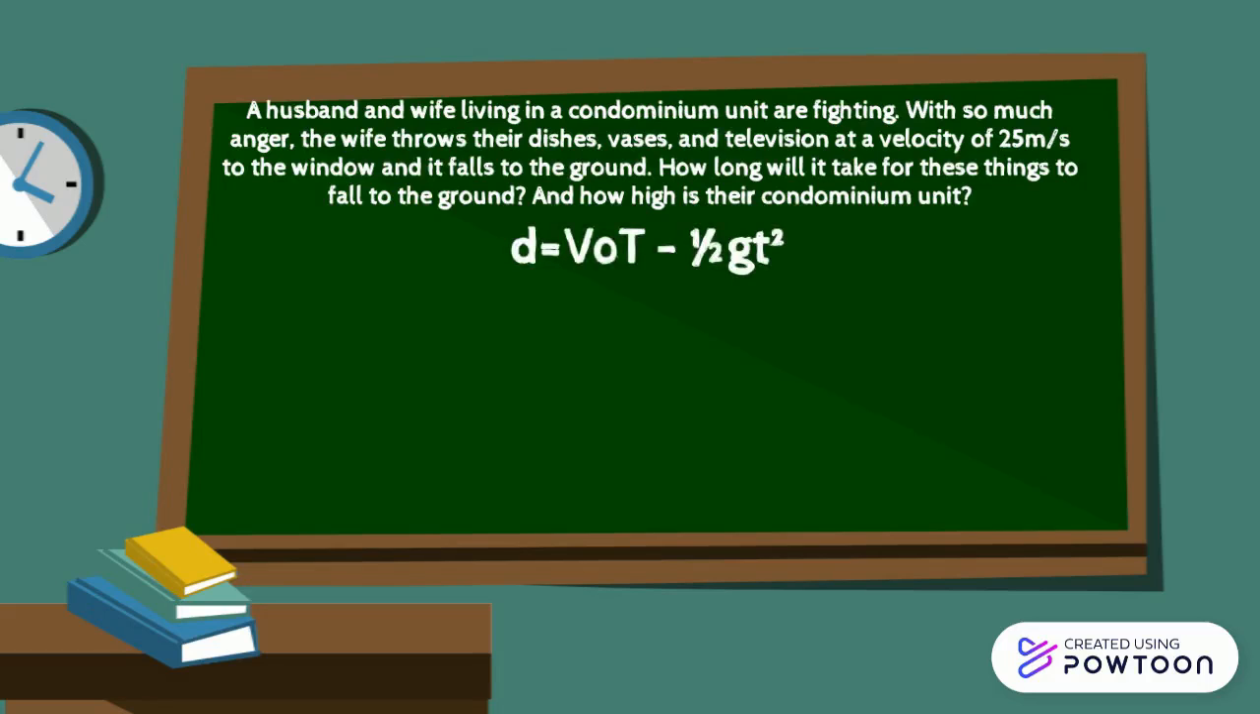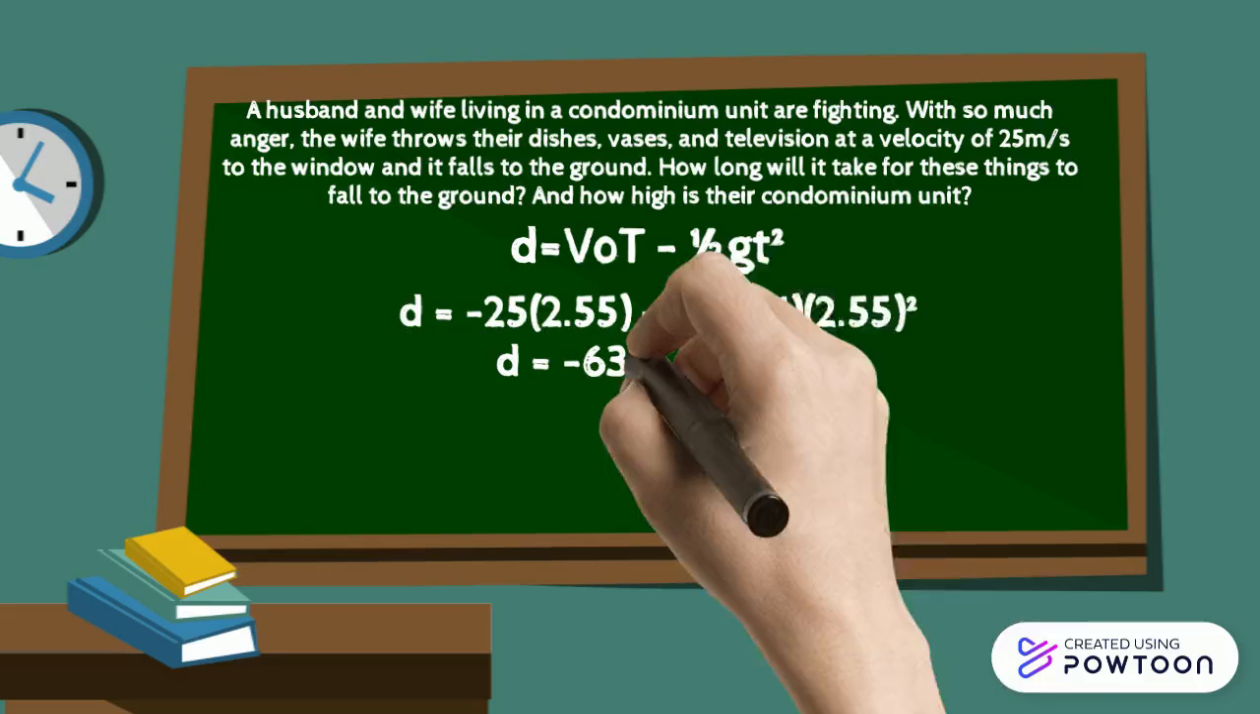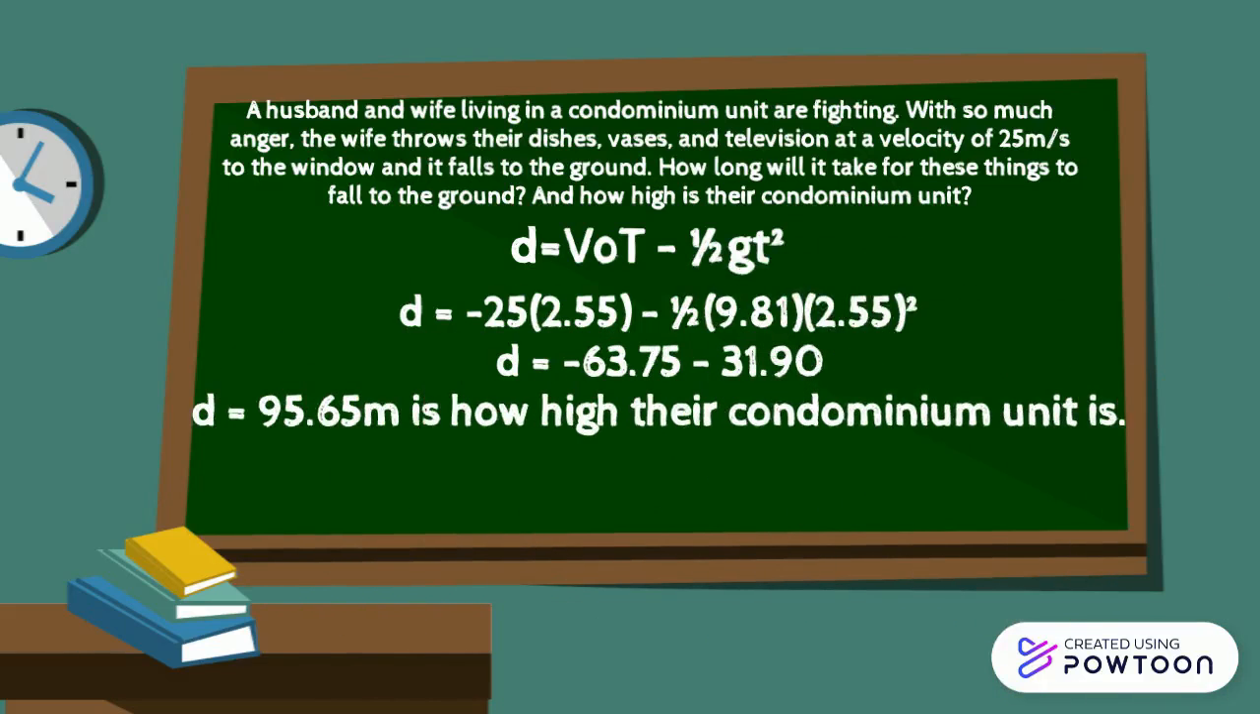Next, we have to solve for the distance or height. The formula that we will use is this. Let's just substitute all the values that we have and take note that the time that we will use is the time that we have solved earlier. So the final answer is 95.65 meters.